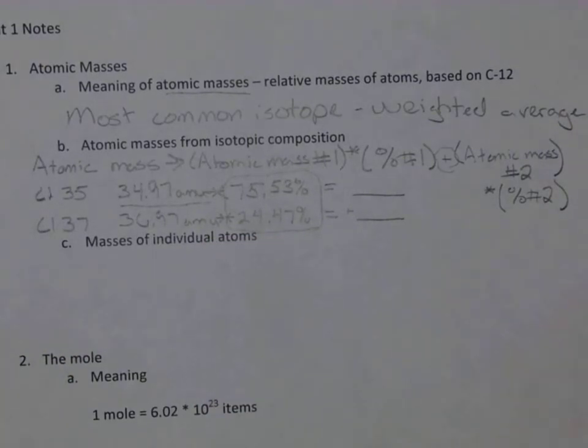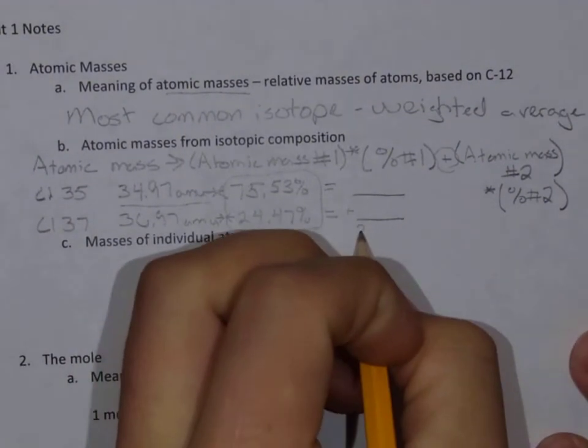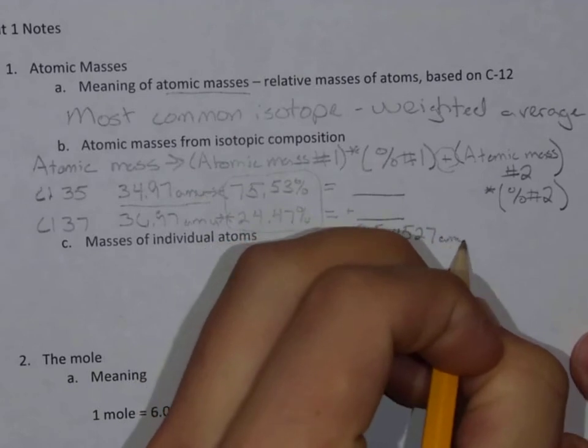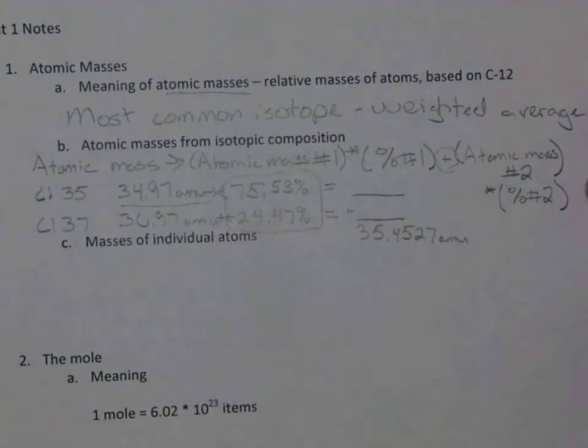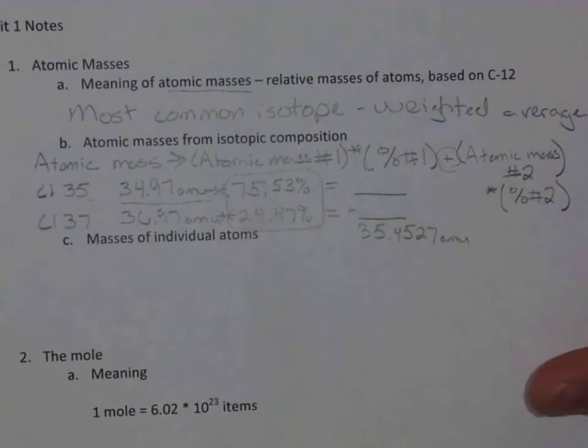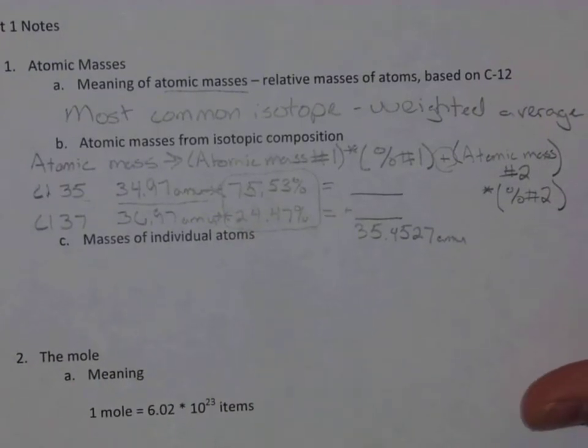So if we look at the periodic table, chlorine has an atomic mass of 35.4527. What you can also notice is that 35.4527 is halfway in between, but closer to our 35. And our chlorine-35 isotope has a much higher percentage, okay?